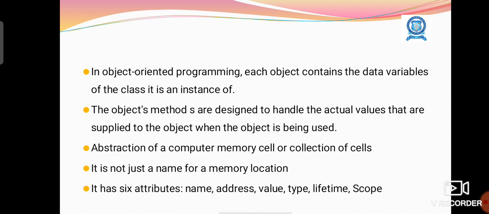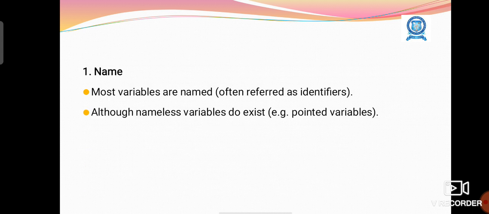A variable is the abstraction of a computer memory cell or collection of cells. It is not just a name for a memory location. A variable will have 6 attributes: name, address, value, type, lifetime, scope. Name. Most variables are named. These are also referred to as identifiers. Also, nameless variables exist, for example pointer variables.